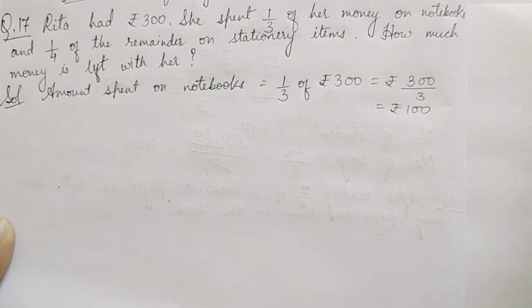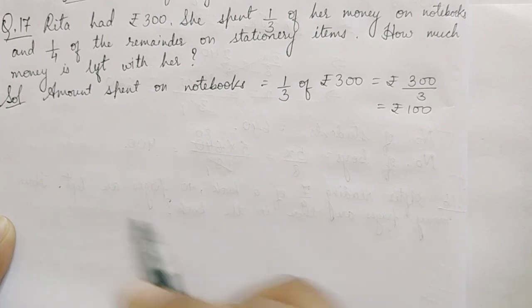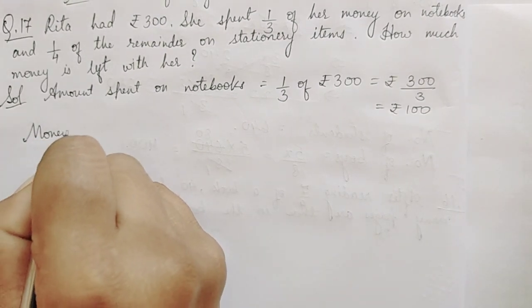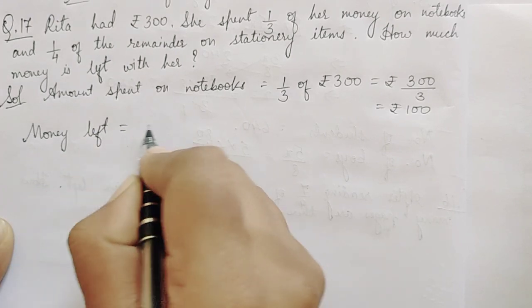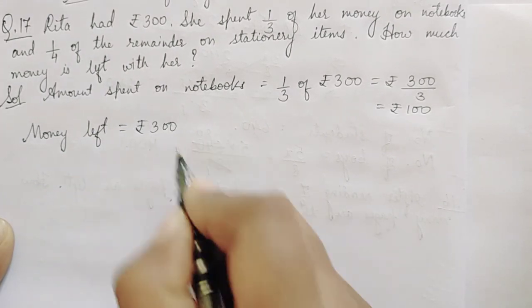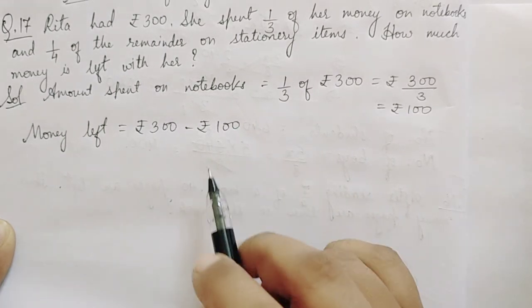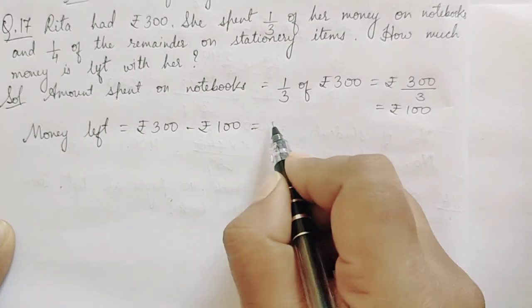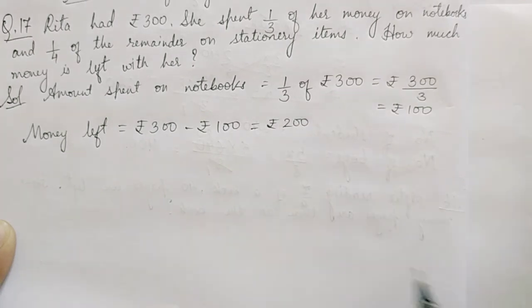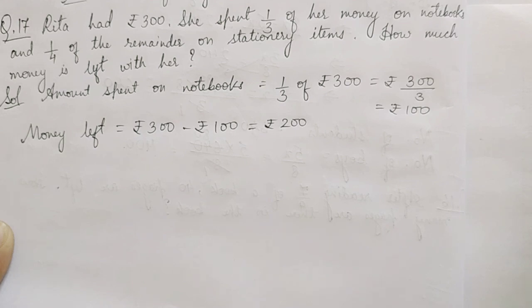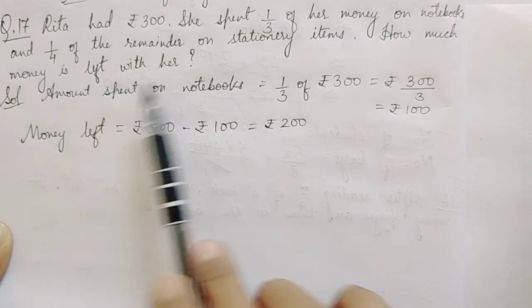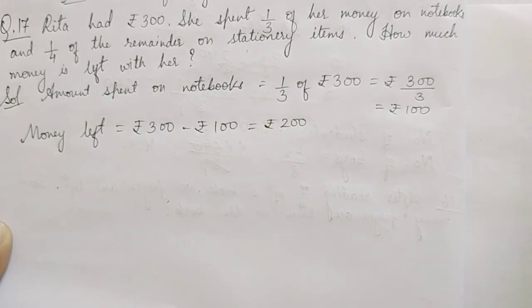Then we have to calculate how much money is left with her. Money left is equal to, earlier she had rupees 300, but now she spent 100 rupees on purchasing notebooks. So we subtract this from 300, and that will give you rupees 200. So now she is having rupees 200 with her. Now out of that 200, she is going to purchase some stationery items. So 1 by 4 of the remainder she used on purchasing stationery items.